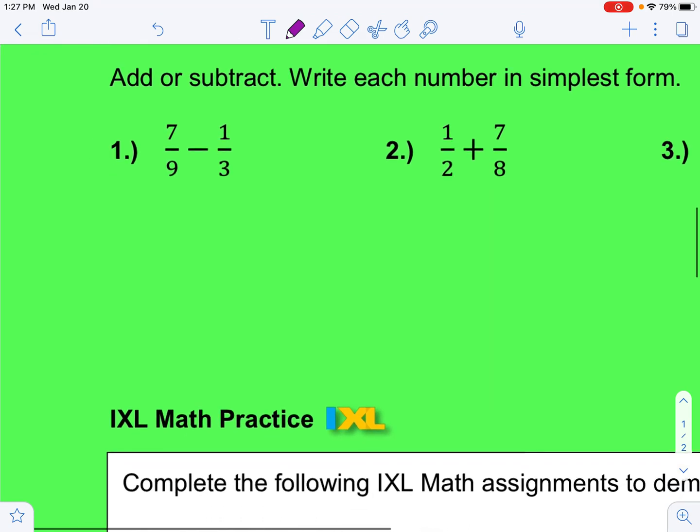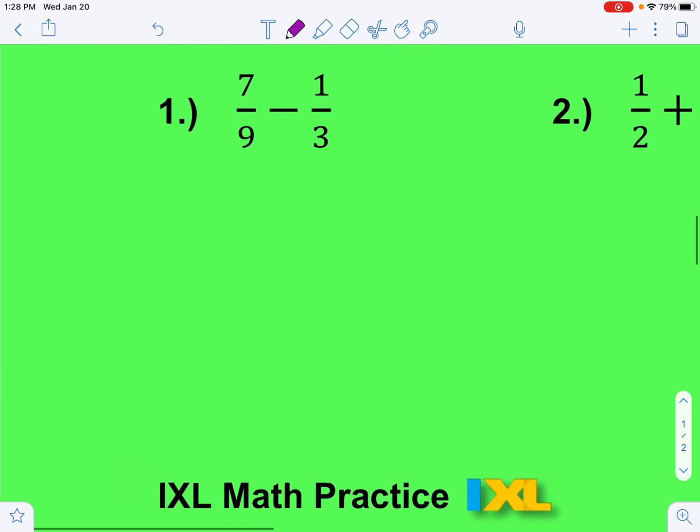So we have 4 problems for today. We need to add or subtract and then write our answer in simplest form. So our first one, we have 7/9 minus 1/3. Well, before we can subtract those, I noticed I have a 9 and a 3. I do not have common denominators.